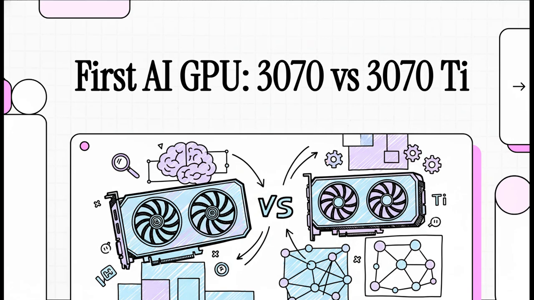All right, let's dive right in. So, you're looking to build your first PC that can actually handle AI, and you probably stumbled across two really popular cards, the NVIDIA GeForce RTX 3070 and its slightly bigger sibling, the 3070 Ti. Today, we're going to put them head-to-head and figure out which one is the right choice for you.